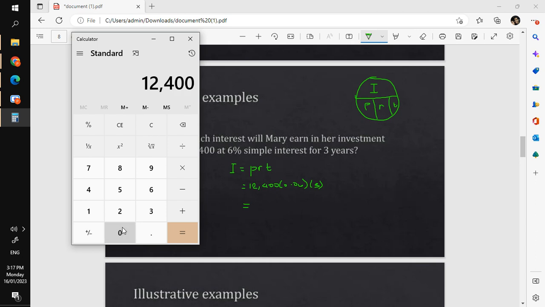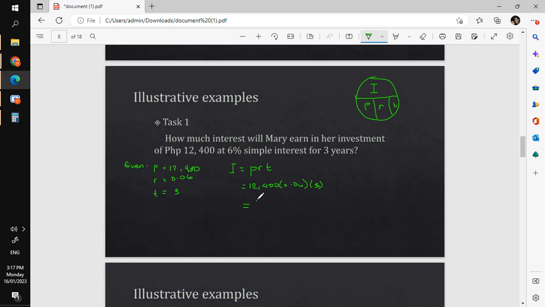Multiplying this, we might be using a calculator for us to easily compute this one. We have 12,400 times 0.06 times 3. Okay, that's 2,232. Okay, that is 2,232.